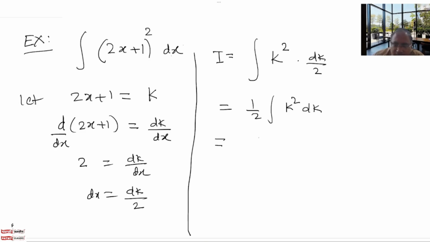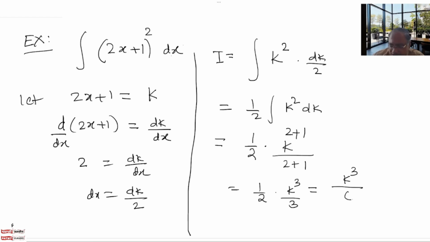As soon as you put k, always remember that you must do differentiation. Now we use the formula: integration of k square is k raised to 2 plus 1 upon 2 plus 1, so 1 by 2, k raised to 3 upon 3. Multiplying, 2 into 3 is 6. Now we do back substitution, that is k is 2x plus 1. So I write (2x plus 1) whole cube divided by 6, and of course plus c. This is also the result of the integration. Here we have gone through the substitution method.